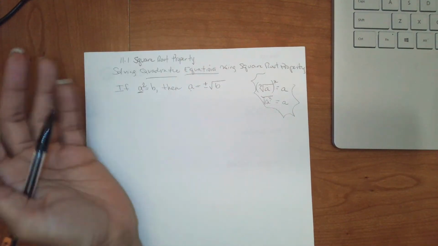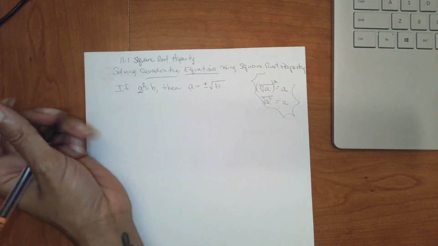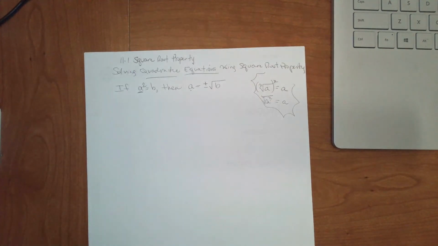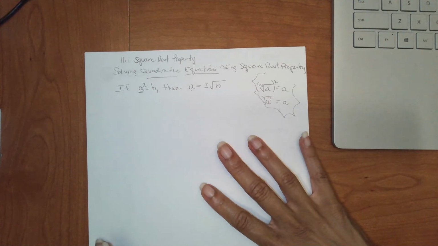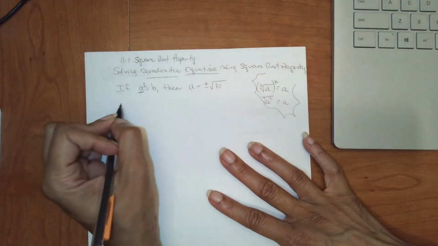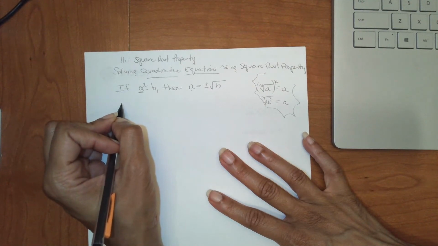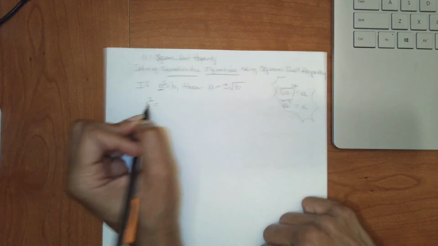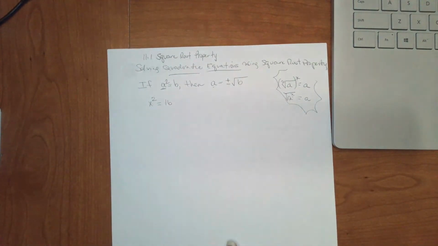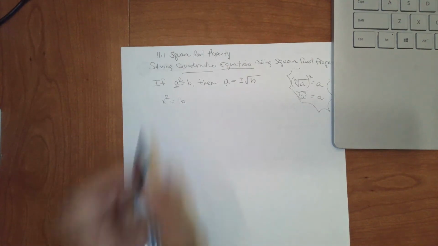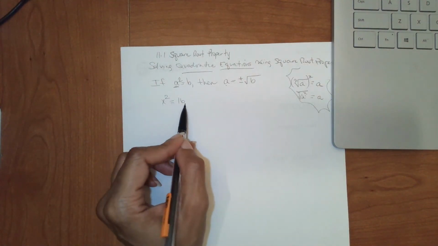So we're basically just trying to isolate some variable that is being squared, and by getting rid of the exponent 2, we are able to do what we need to do to solve the problem. So let's look at a problem here. Let's say we have x squared is equal to 16. So what are we doing here? We're saying that x squared, some x raised to the second power, equals 16.